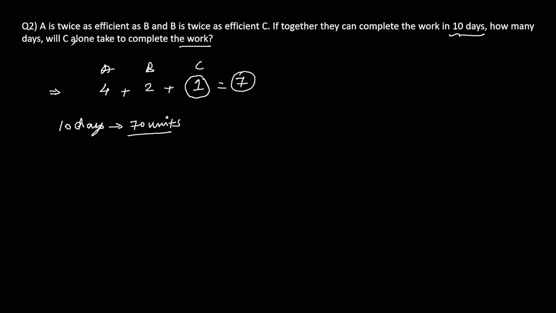Now, how long will it take for C to do the work alone? C will just take 70 days, isn't it? Because C was doing 1 unit per day. So how much time will it take to finish off 70 units? It will take 70 days.